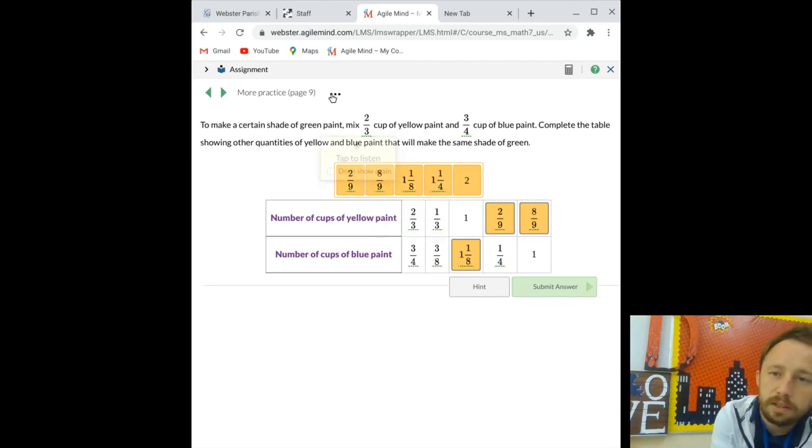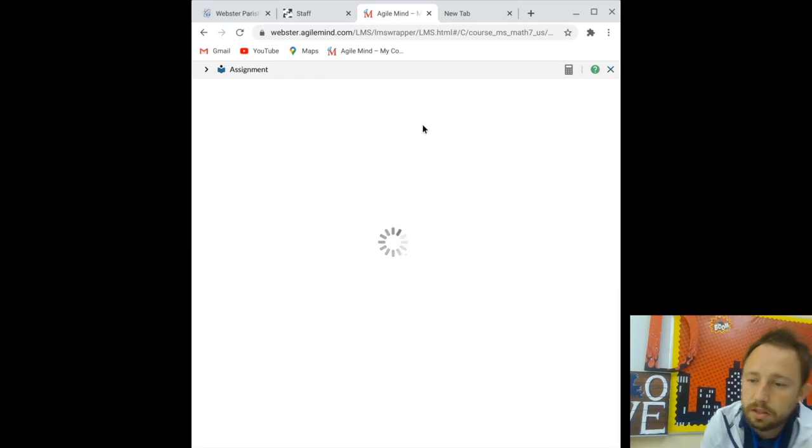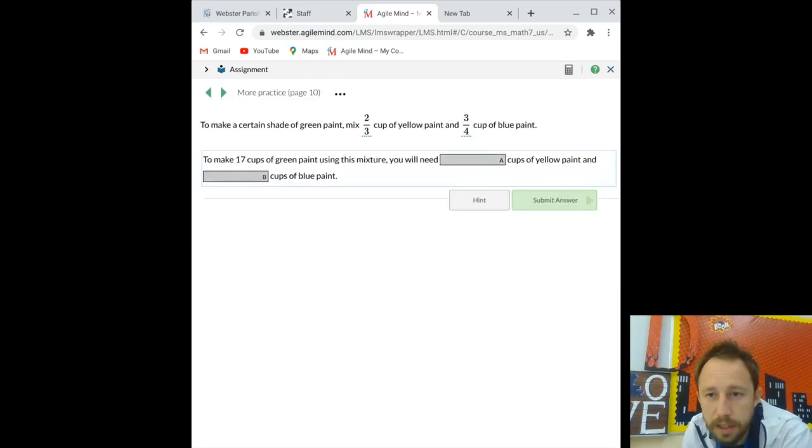All right, number 10. I like this problem. We found a common denominator, and the common denominator between 2/3 and 3/4 was 12. So we converted 2/3 to what? 8/12, and we converted 3/4 to.